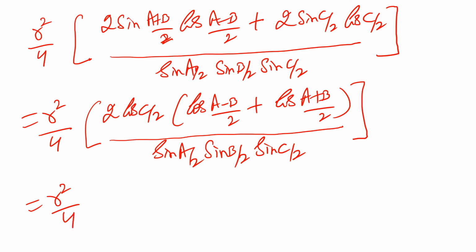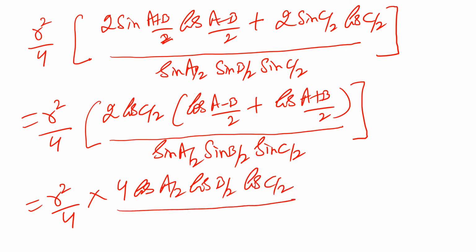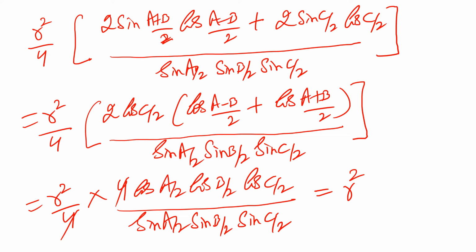This is r square by 4 into, now in the numerator when we simplify this expression we are going to get 4 cos a by 2 cos b by 2 cos c by 2, right? And in the denominator now we have sine a by 2 sine b by 2 sine c by 2. So now finally I can rewrite this expression as r square into cot a by 2 into cot b by 2 into cot c by 2.